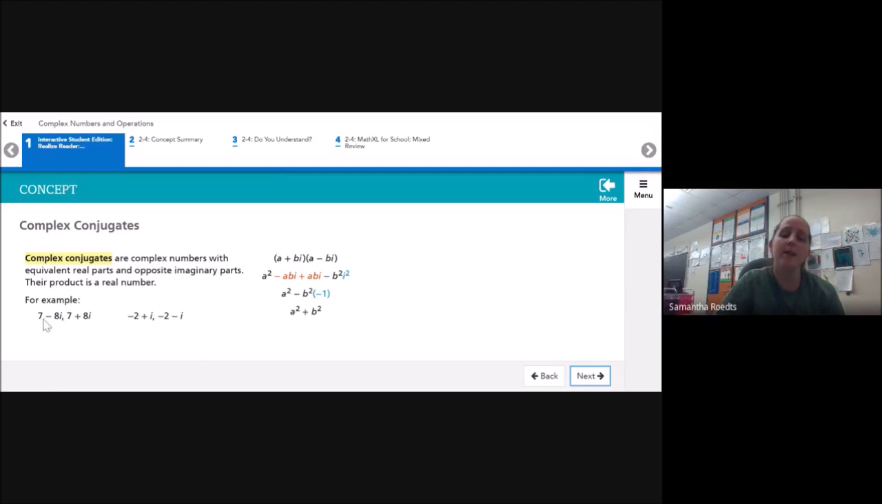So for example, 7 minus 8i, its complex conjugate is 7 plus 8i. Negative 2 plus i, complex conjugate is negative 2 minus i. So the real part stays the same and the imaginary part flips signs.